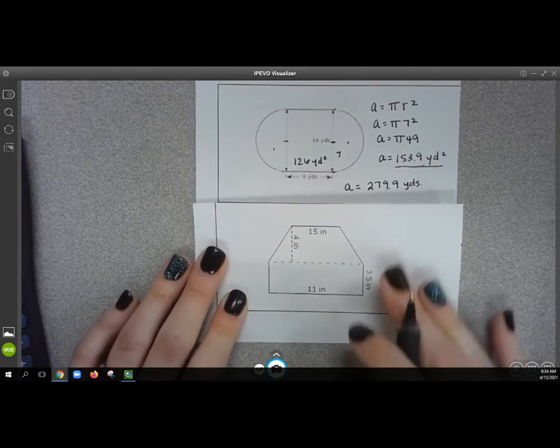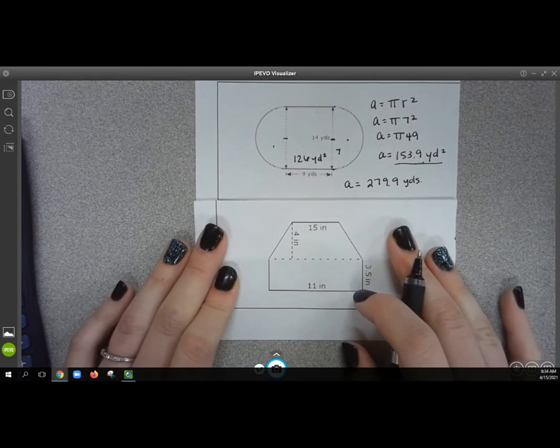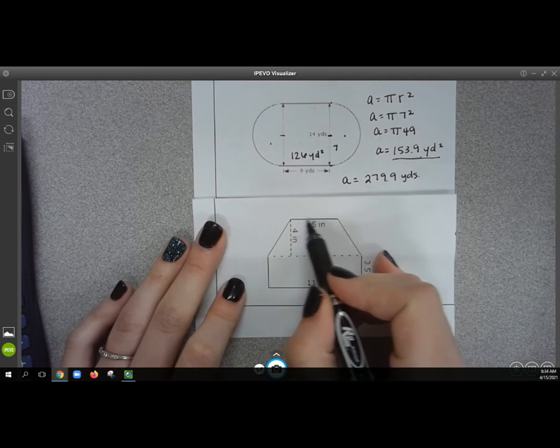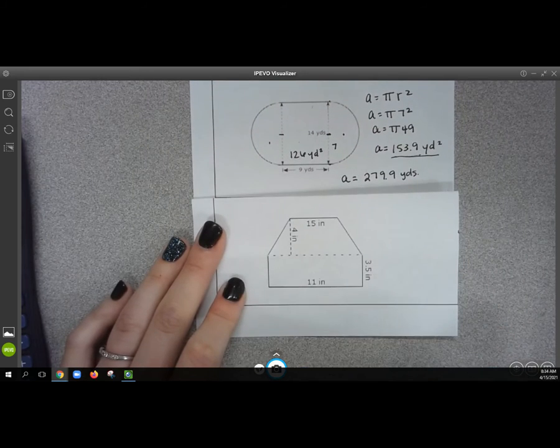Last, let's take a look at this shape. This figure is an excellent example of why you can't always rely on your figures to be drawn to scale, because this side of the trapezoid is labeled as 15 inches. But down here, this is labeled as 11 inches. So technically this isn't drawn to scale, but we can still figure out the area.